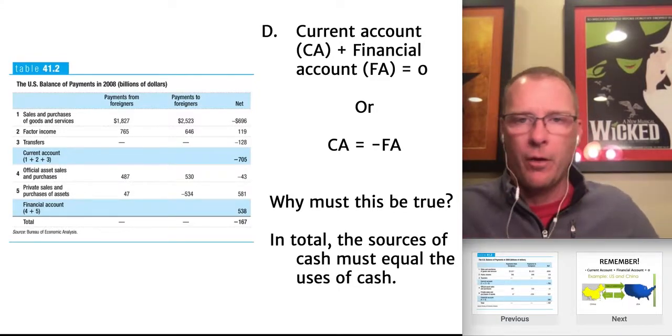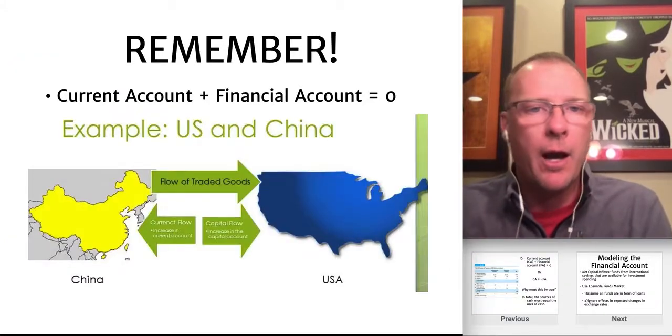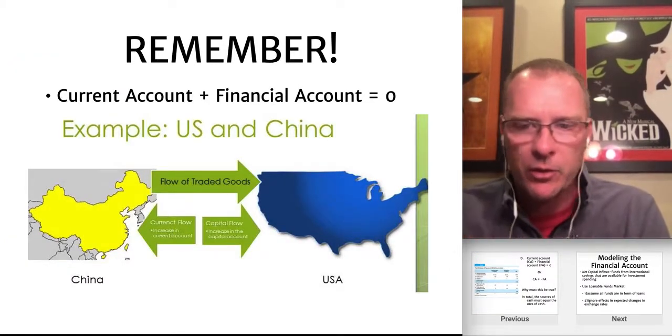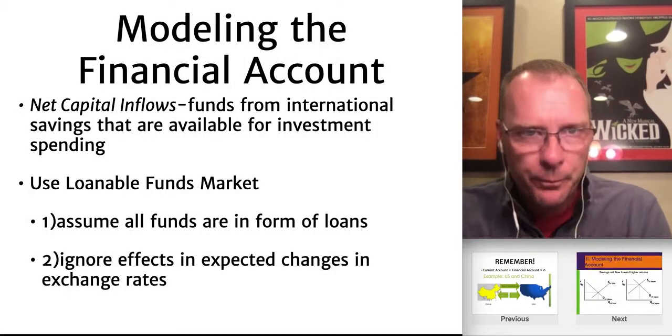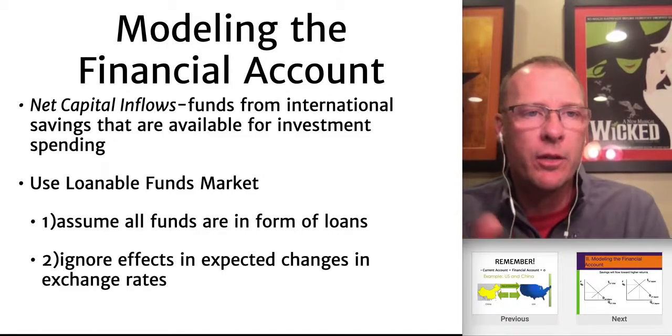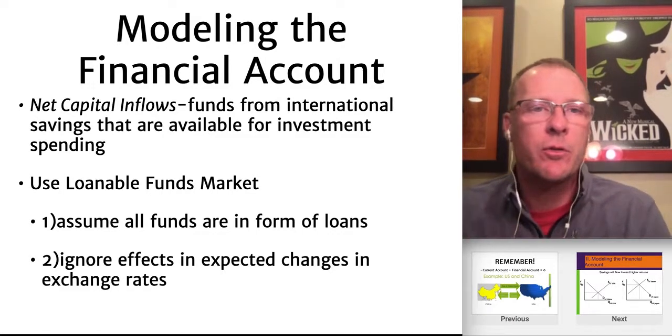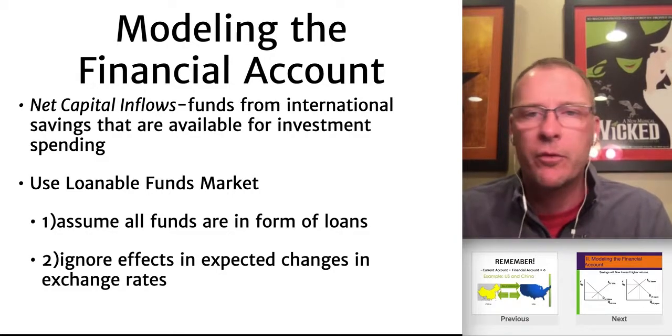Well, where did the money come from, right? It's got to equal out those two things. So current account plus financial account equals 0. And then if you model your financial account, net capital inflows, those are funds from international savings. They're available for investment spending.